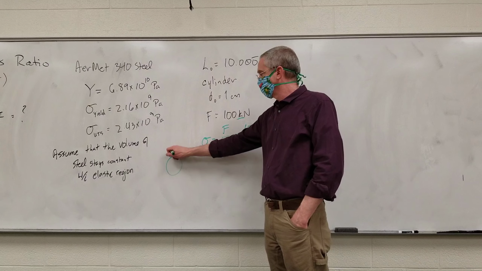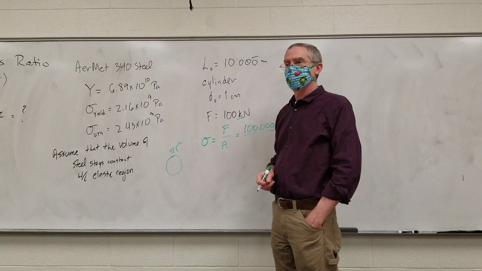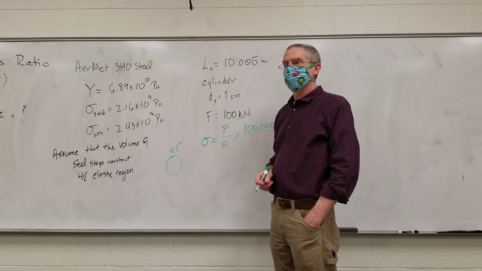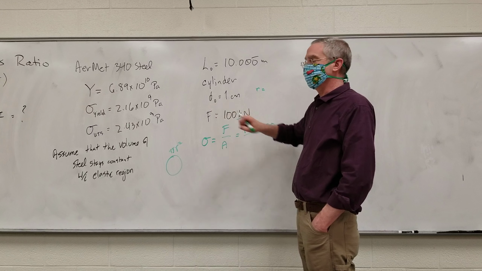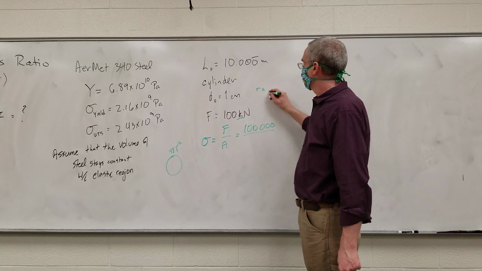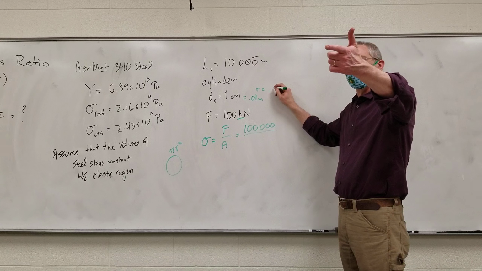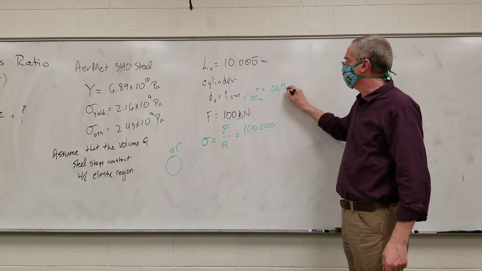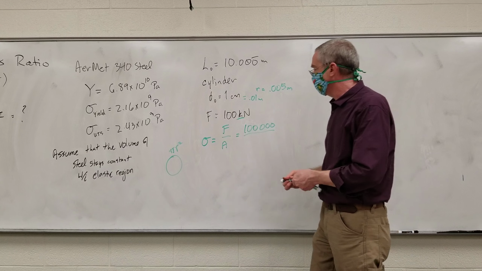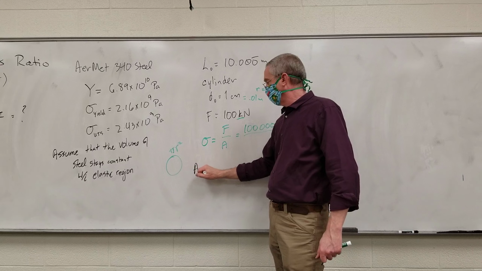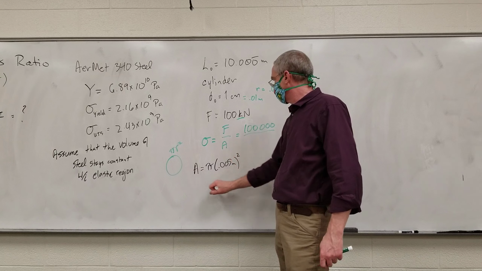10 centimeters. 10 meters. And what is the radius in meters? Half the diameter, half a centimeter. So 0.01 meters, eventually 0.005 meters. So my area is pi times 0.005 meters squared.